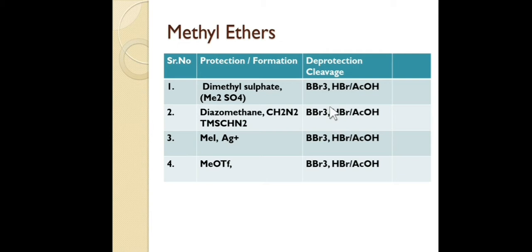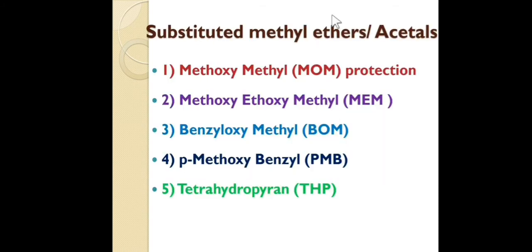In this lecture we will see some substituted methyl ethers or acetals. We will discuss methoxymethyl, that is MOM protection, methoxyethoxymethyl, that is MEM protection, or benzyloxymethyl, that is BOM protection, and also paramethoxybenzyl, that is PMB protection and deprotection. Lastly, the fifth protecting group is THP, that is tetrahydropyran, its protection and deprotection. This lecture might be a bit lengthy, so let's discuss these protecting groups.